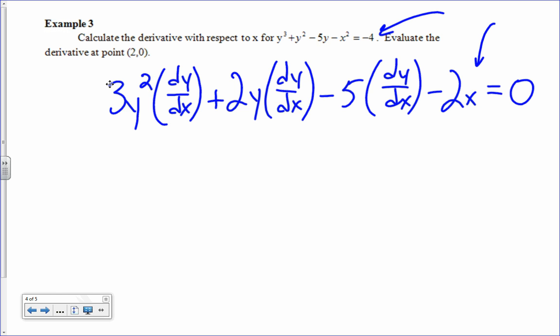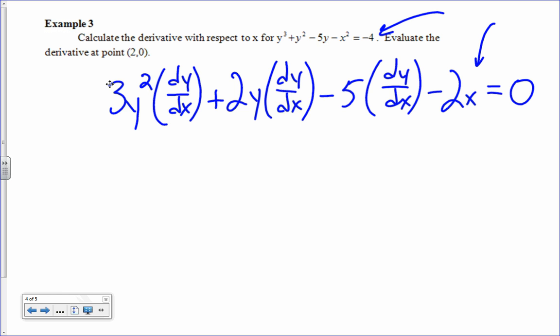Whoa, that's way more terms than we had in the last one. Any suggestions here? Because what do we really want to know? I want to know what is dy dx. Well, we could quit, but we want it by itself. And there's 3 of them. But wait, they all have the same exponent, don't they? It's dy dx to the first. Hey, I can factor this out, I betcha. But that darn negative 2x does not have a dy dx on it.